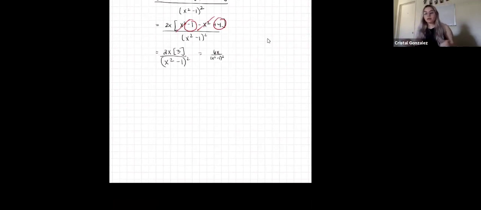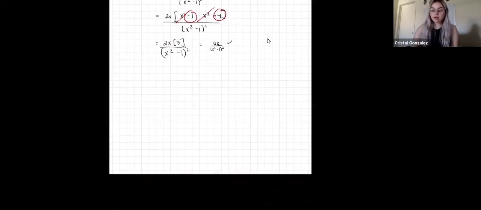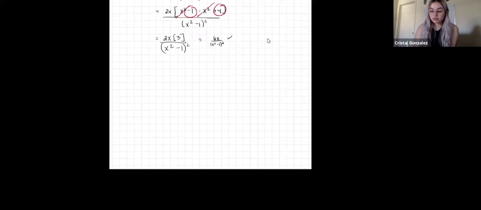Okay, perfect. So now we have our derivative. And now our second step is to take our derivative and set it equal to 0. So our second step is always to find our critical numbers. And the way we do that is by taking the derivative and setting it equal to 0. So we're going to do f prime of x and set it equal to 0.